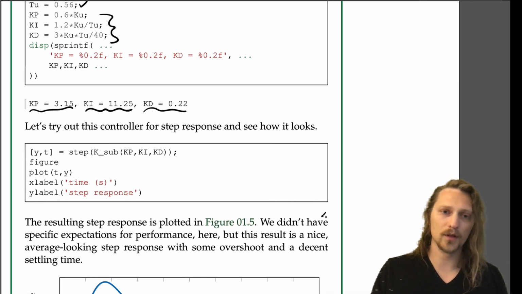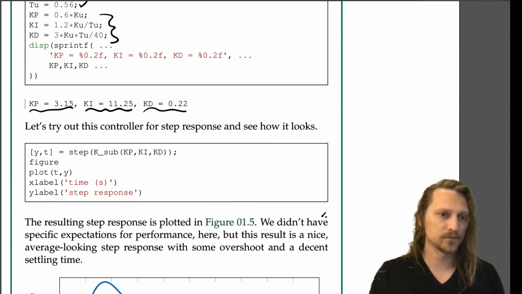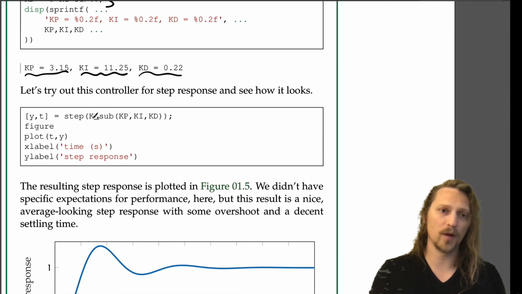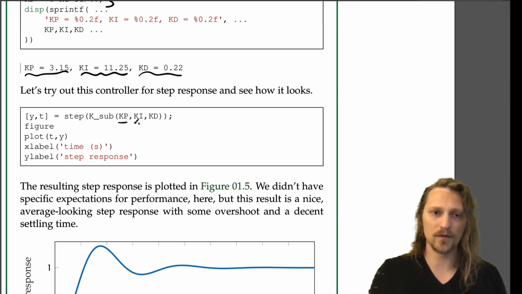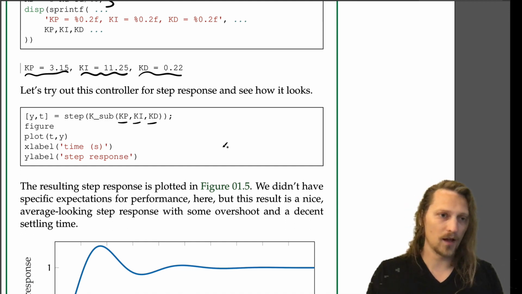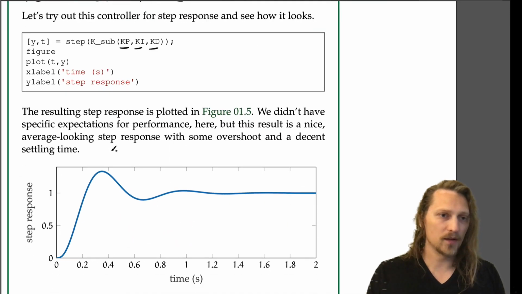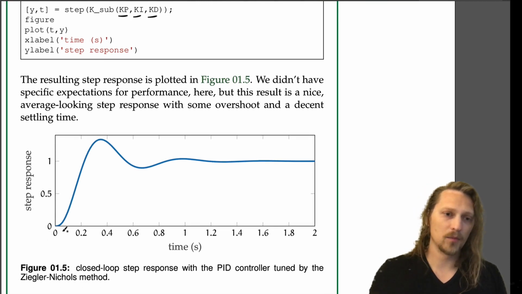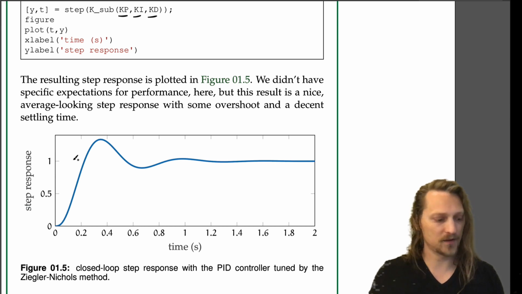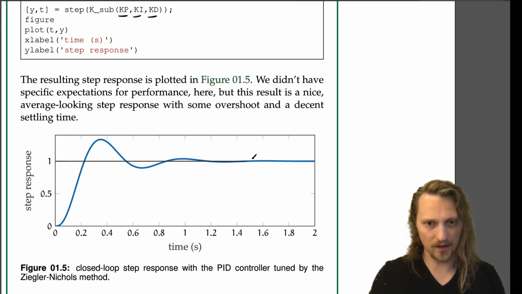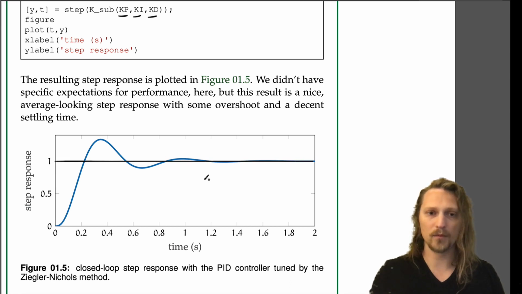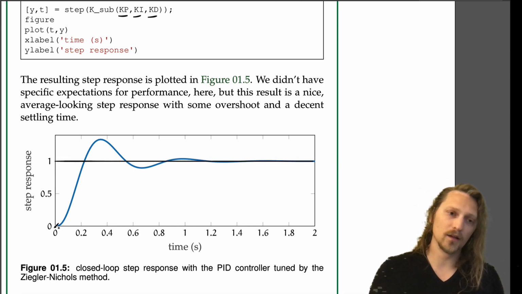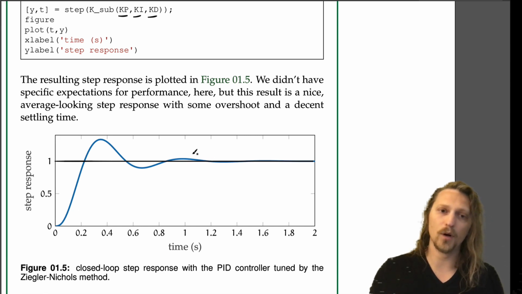So let's try out this controller for a step response and see how it looks. So if we do a step response of Ksub and then put in those 3 values that we solved for using our algorithm, and I'm plotting the response in the usual way, we see that we get a response. So this is 2 seconds. We get a response that doesn't appear to have steady state error, although we didn't look in detail here. It does appear to go to 1.